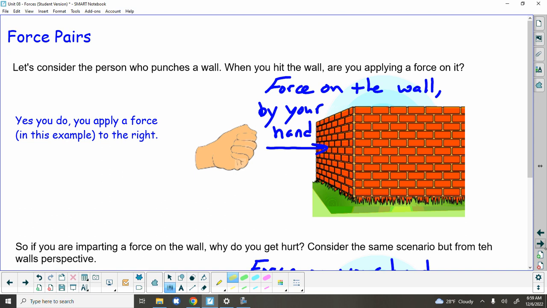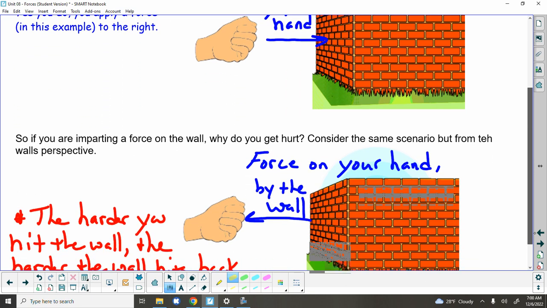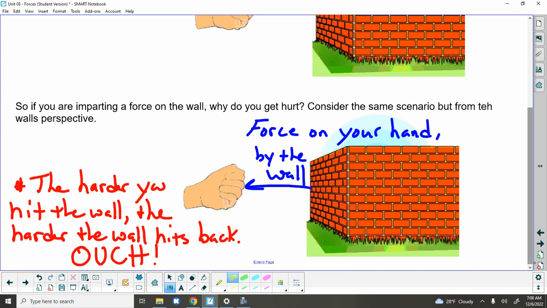Now, you are the one who is instigating the whole scenario. You are taking your fist and making physical contact with that wall. So if you're the one doing the punching, why, if you punch the wall hard enough, are you going to hurt your hand? Well, if we reverse the scenario, yes, you might be making contact with the wall, but the wall is also making contact with your fist. As you go to punch, the wall is going to apply a force back on your hand. So we have a force on your hand by the wall.